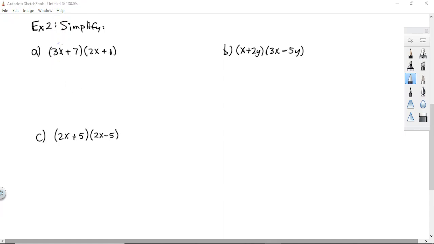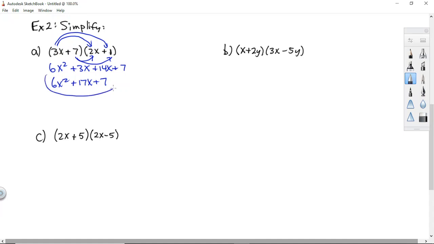Okay, so we have 3x times 2x, that's 6x squared, right? And then we have 3x times 1, which is 3x. Then we have 7 times 2x, which is 14x. And we have 7 times 1, which is 7. So then we just have to combine like terms. 3x plus the 14x is 17x, and that's it. Then plus 7. Okay, so let's look at the next one.